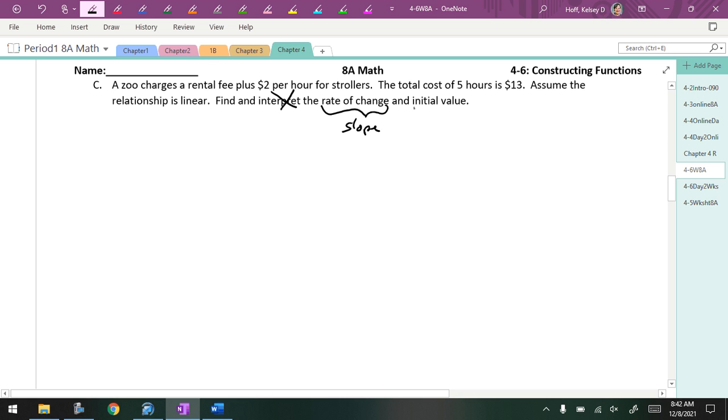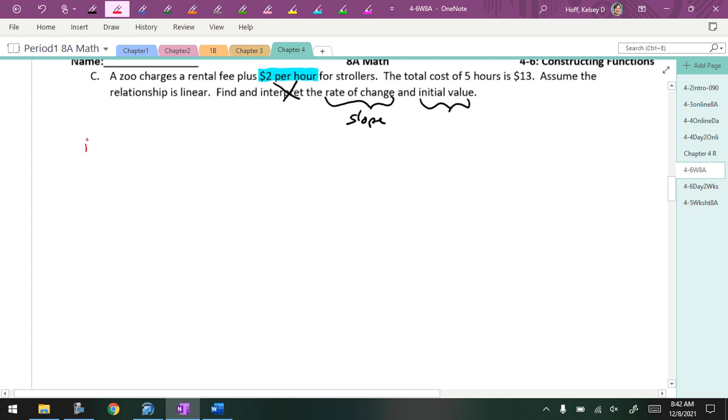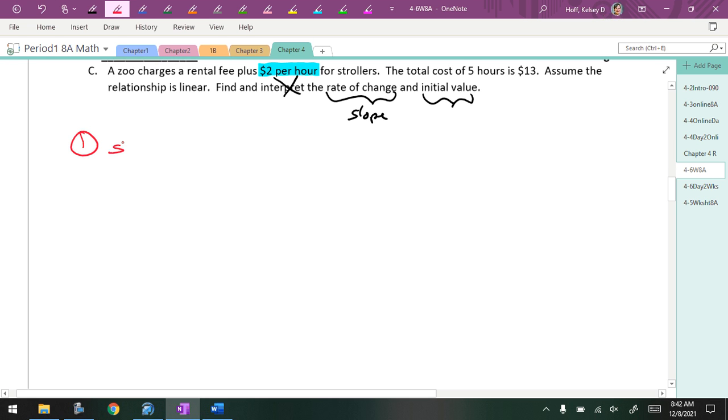"Per," which gives me my slope. So right here we have $2 per hour. So the first thing I have to find is my slope. And you guys just told me my slope is 2. M equals 2. Good work.